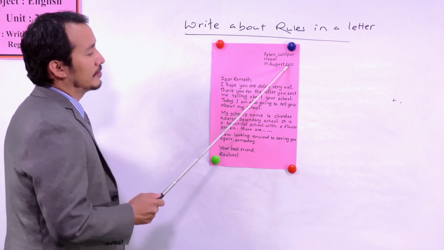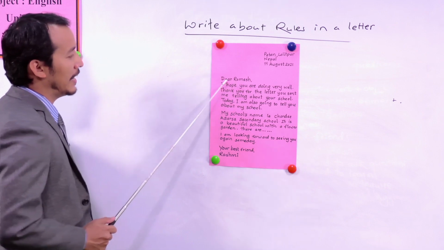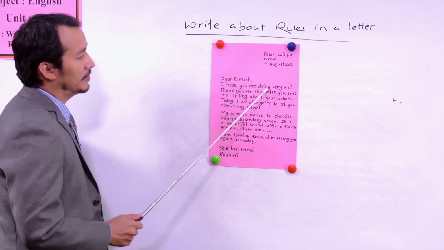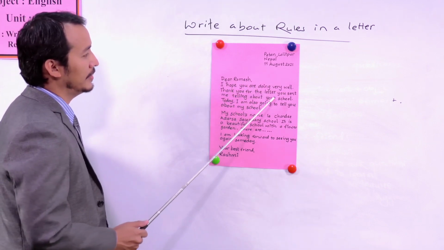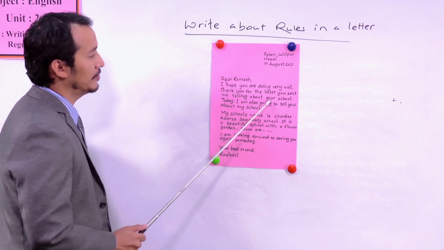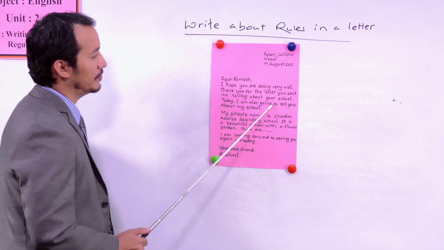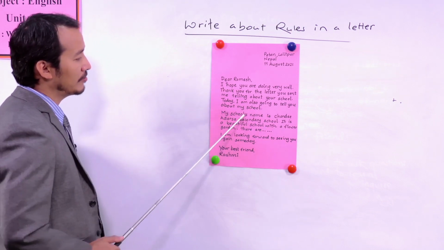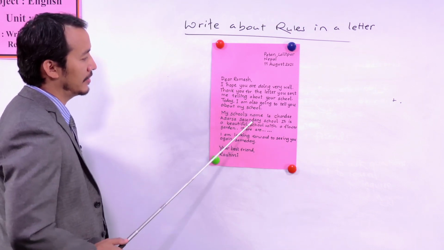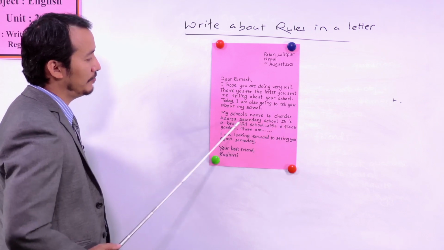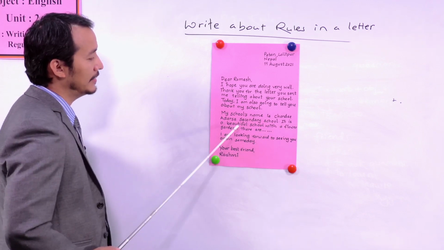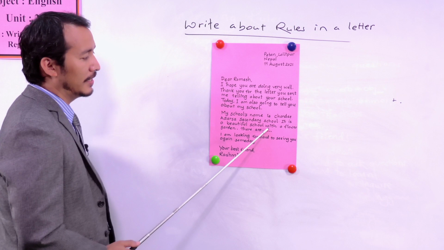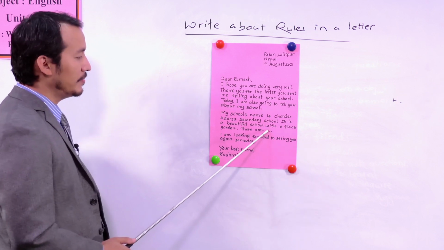11 August 2021. Dear Ramesh, I hope you are doing very well. Thank you for the letter you sent me telling about your school. Today, I'm also going to tell you about my school. So we have a paragraph change here. My school's name is Chandi Adarsh Secondary School. It is a beautiful school with a flower garden there. So I have kept a space here. We have to include here.